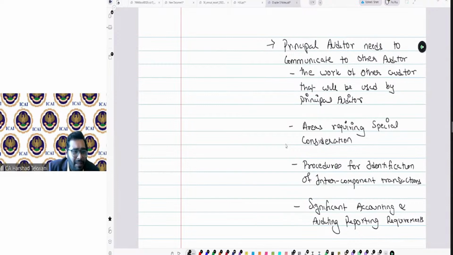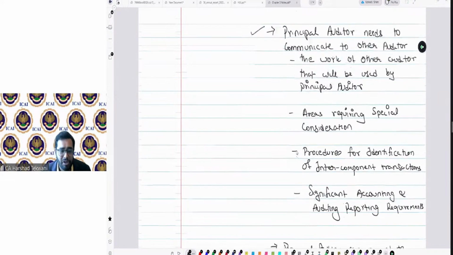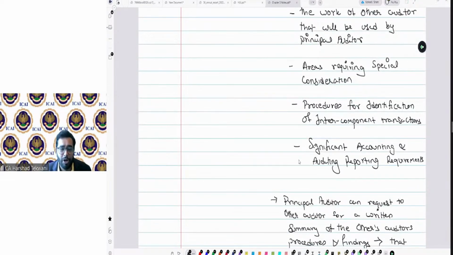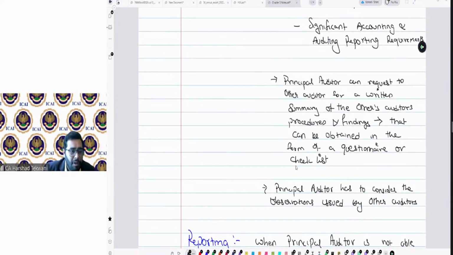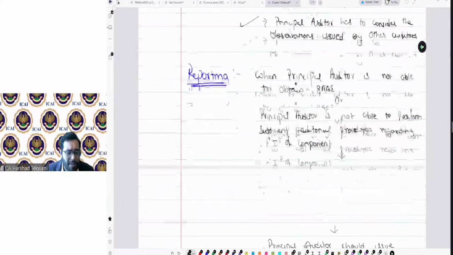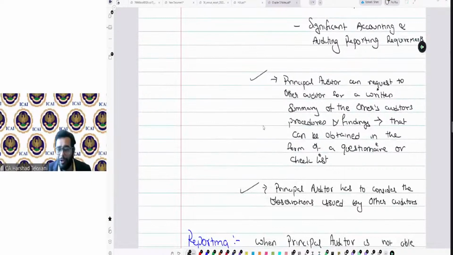For example, the principal auditor needs to communicate to the other auditor the work of the other auditor that will be used by the principal auditor, areas requiring special consideration, procedures for the identification of intercomponent transactions, significant accounting and auditing requirements, then a summary questionnaire, and observations issued by the other auditors. So a lot of things are required to be considered when the component auditor is not a member of the institute, and that is possible. The component auditor is not a member of the institute, and I can still rely.